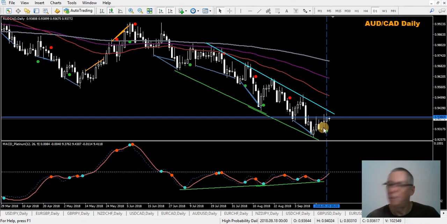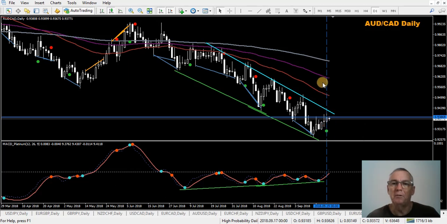AusCAD. Took a new buy trade here this morning. You can see the divergence, the bullish divergence, has been going for a while. Prices have been making lower lows all the way down here. The MACD's steadily been making higher lows. So regular bullish divergence, high risk trade though.